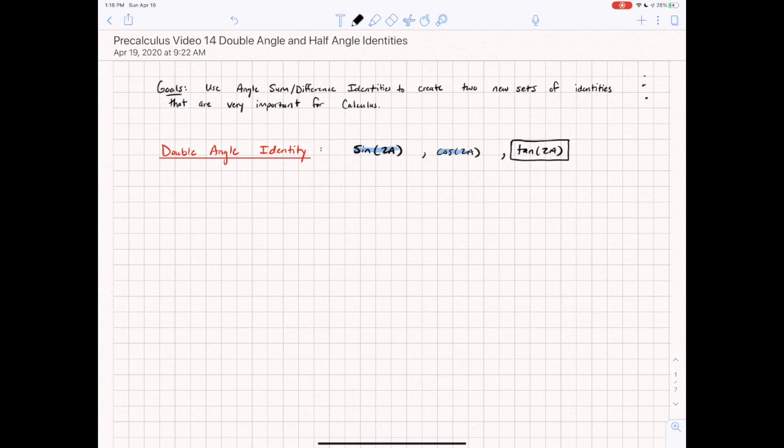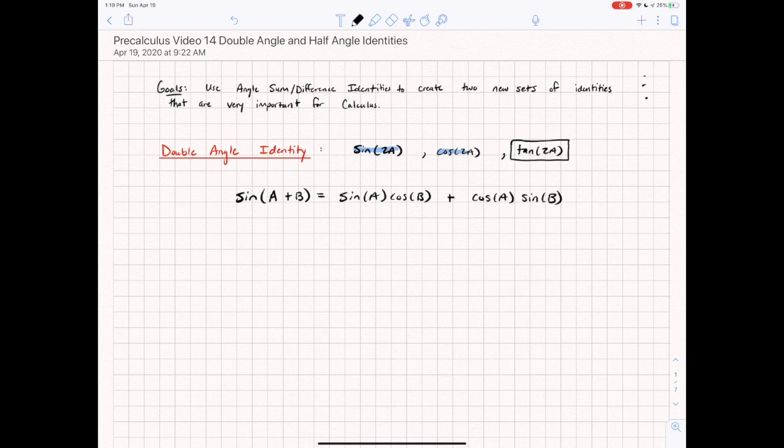From our goals, it's kind of given away that we're going to use the angle sum or difference identities to do it. So for example, I just want to put out the sine angle sum formula again. Sine of A plus B is equal to sine of A cosine of B plus cosine of A sine of B. Again, you can see this on the formula sheet posted on PowerSchool Learning.